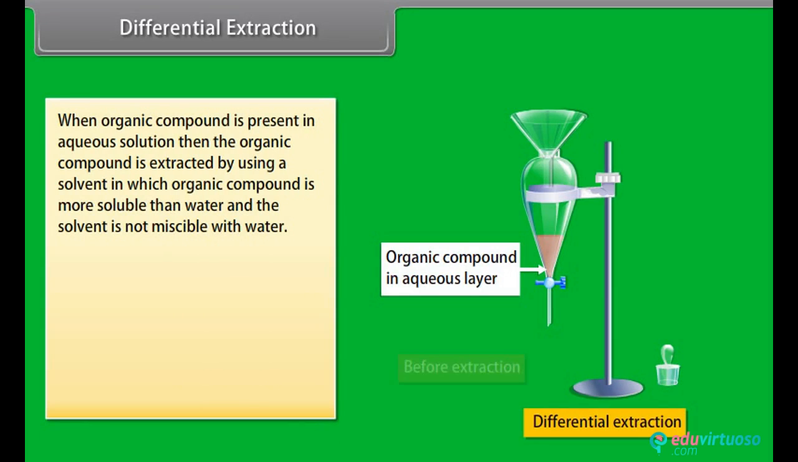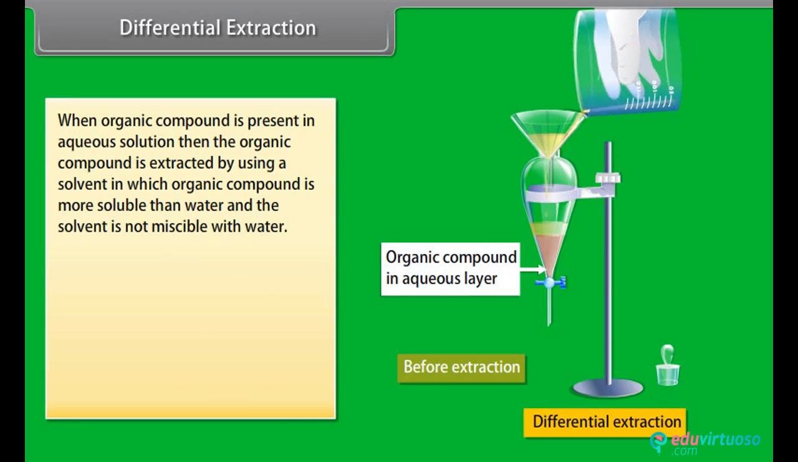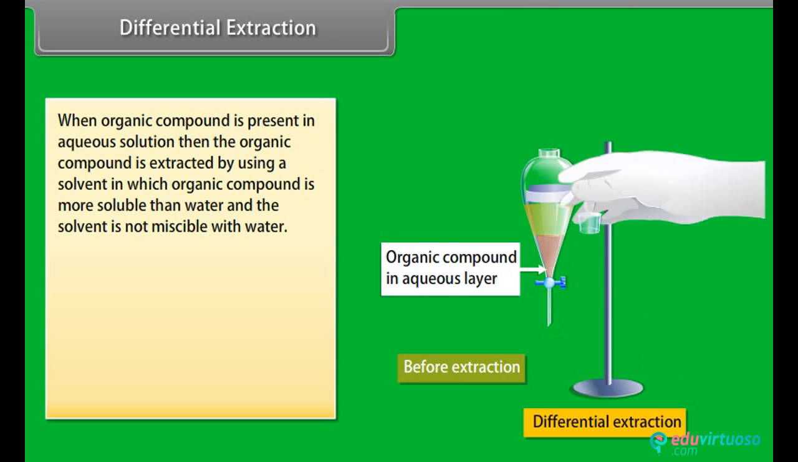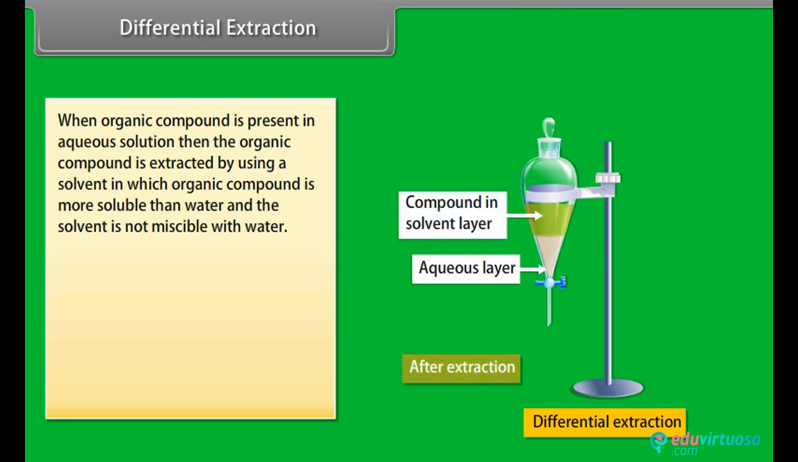Differential extraction. When an organic compound is present in aqueous solution, the organic compound is extracted by using a solvent in which the organic compound is more soluble than in water and the solvent is not miscible with water.